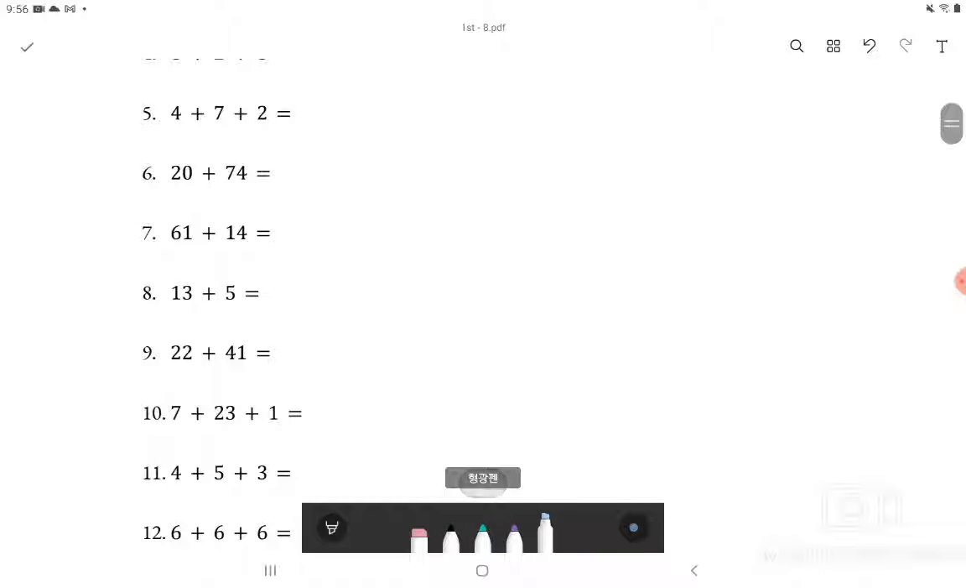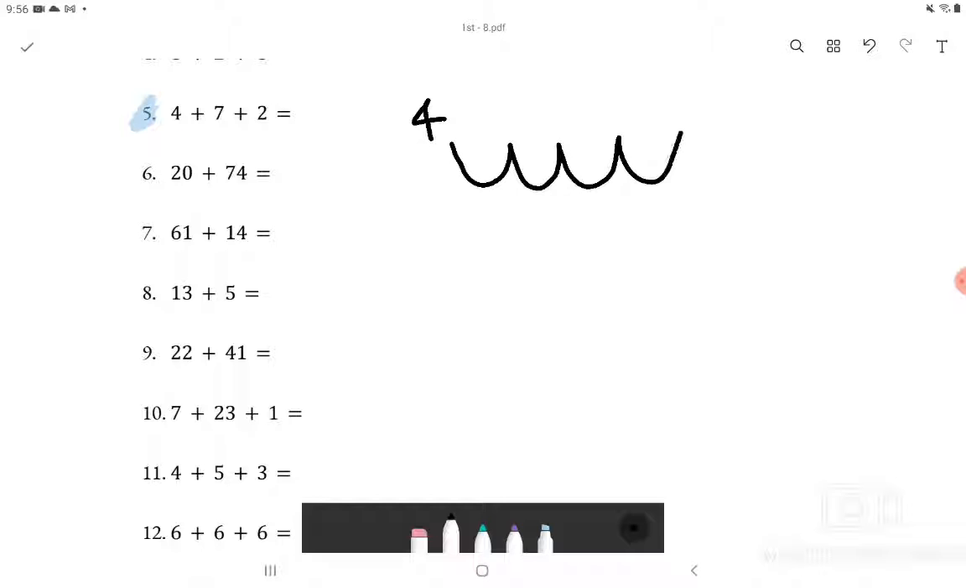Let's try another question. Number 5. So number 5 is 4 plus 7 plus 2. So you're adding 3 numbers. And for this question, I'll be using steps. So for steps, I'll start off with number 4 and move 7 times, 1, 2, 3, 4, 5, 6, 7 to the right because you're adding. When you're subtracting, you'll be going the other way, but since this one is an addition problem, we're moving to the right.